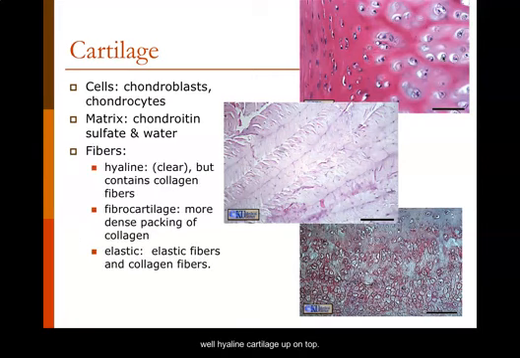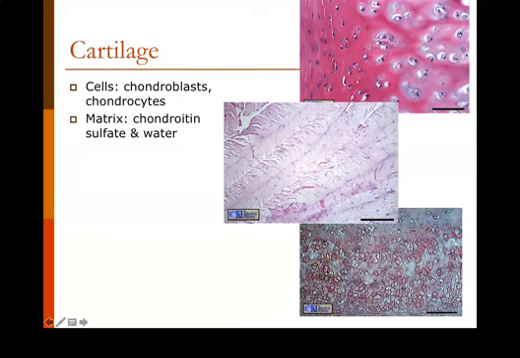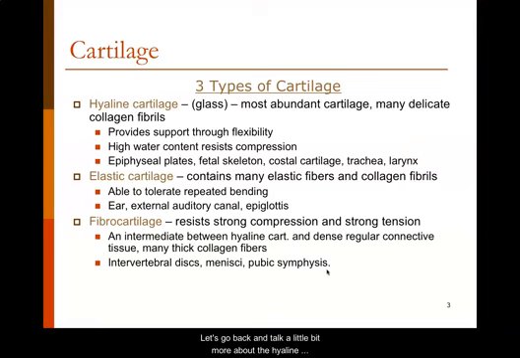Hyaline cartilage is up on top, fibrocartilage is the picture in the middle here, and elastic cartilage is the picture on the bottom here. Let's go back and talk a little bit more about the hyaline cartilage. So we've got a lot of collagen. We've got that chondroitin sulfate ground substance. Hyaline cartilage is going to provide support, but also it will be a little bit flexible. The water content in the ground substance is going to enable hyaline cartilage to absorb compressive forces. Remember, those are the pushing forces, but also, because of the collagen, resist pulling forces, resist tension.